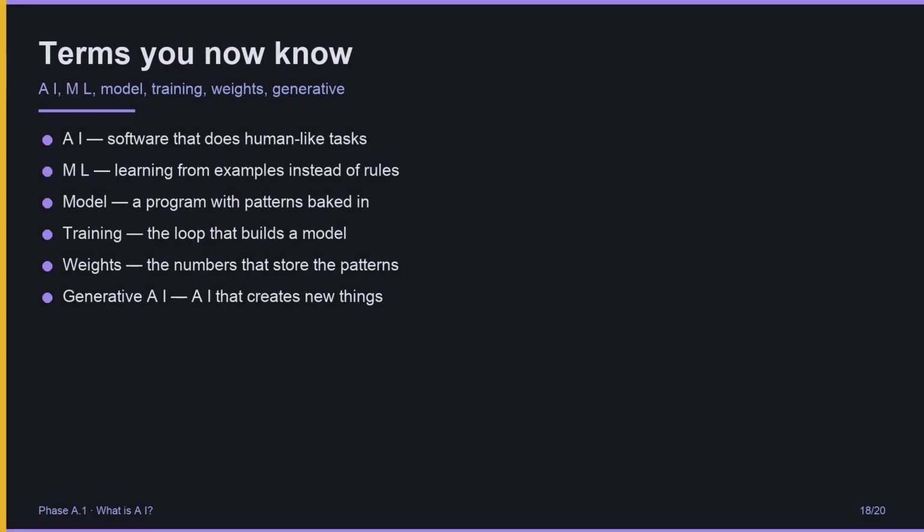Here are the terms you now know. AI, software that does things that used to need a human. Machine learning, learning from examples instead of rules. Model, a program with patterns baked in. Training, the loop that builds a model. Weights, the numbers that store the patterns. Generative AI, AI that creates new things. 6 terms. If you can use them in a sentence, you are no longer an AI beginner.